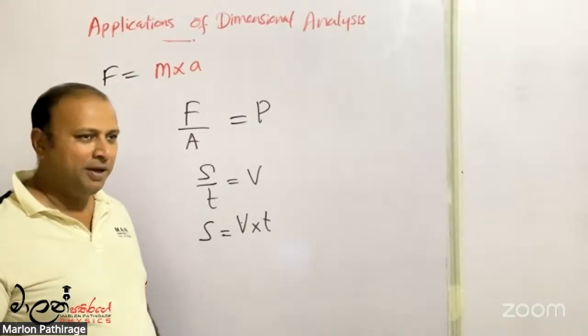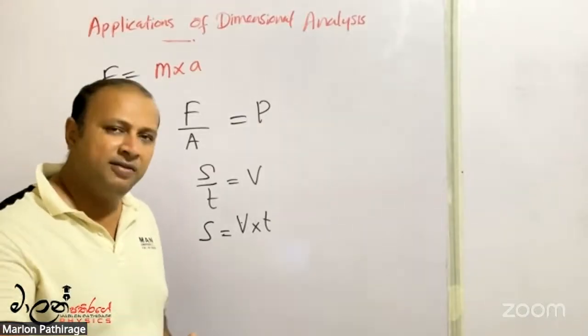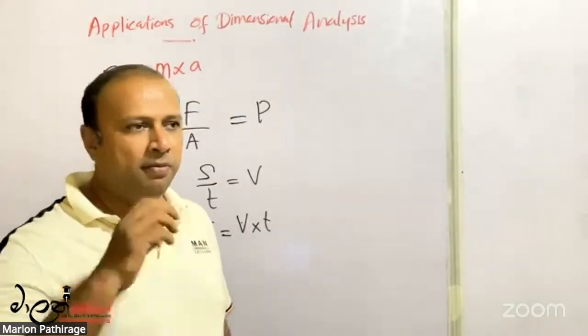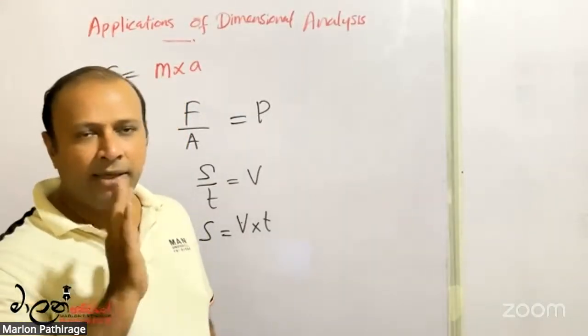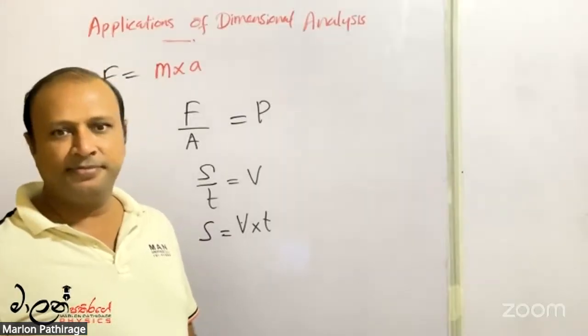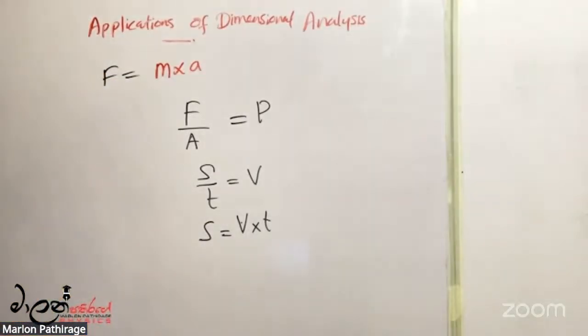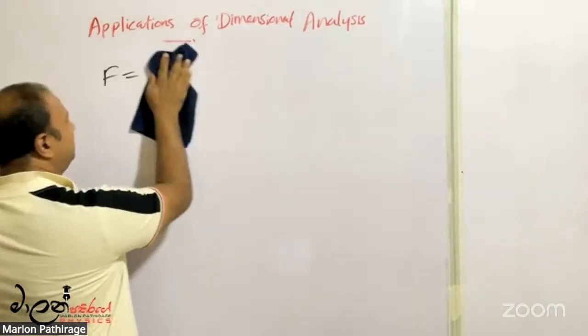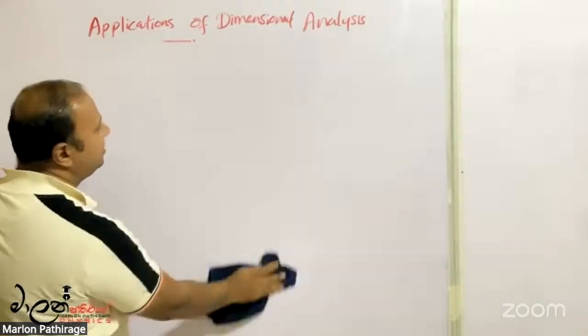By multiplying or dividing, we can get another physical quantity. Therefore, multiplication or division can be done, but addition or subtraction cannot be done. Okay. That is the first rule.